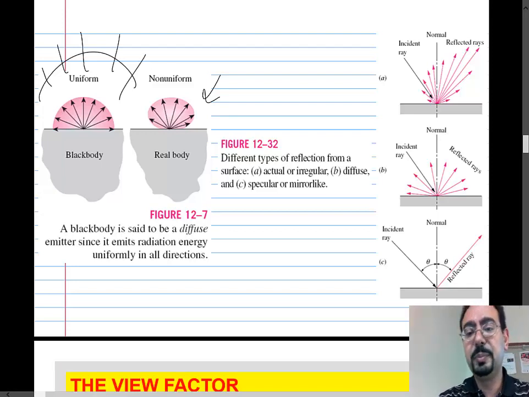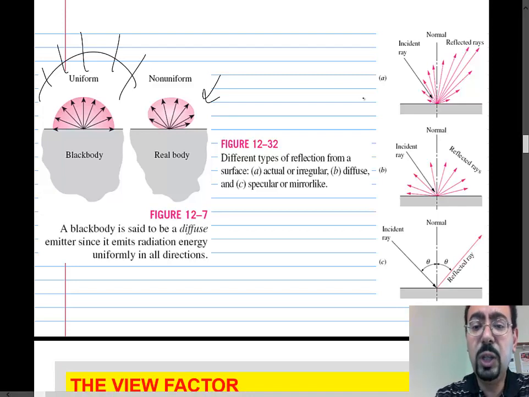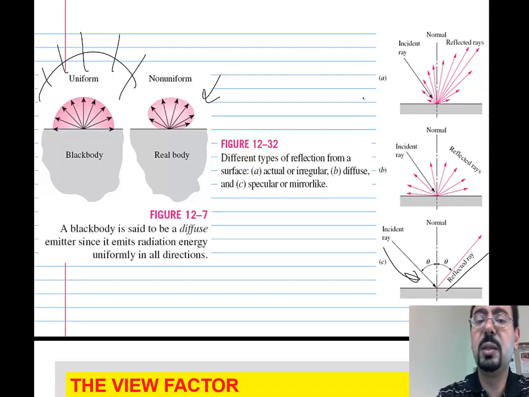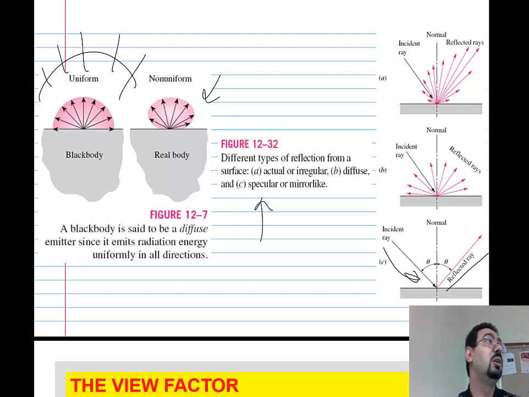All right? And also when radiation falls, it could reflect perfectly. That's specular reflection. That's like a mirror. And that's the kind of reflection that you would like to have in a solar thermal power plant. You know what a solar thermal power plant is?